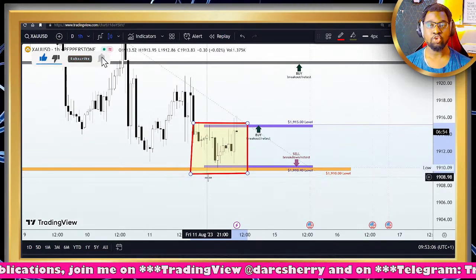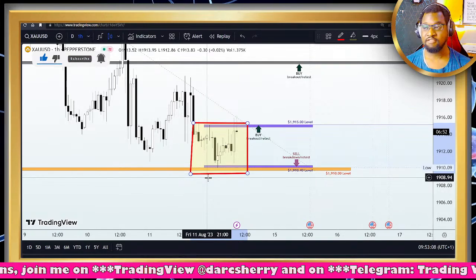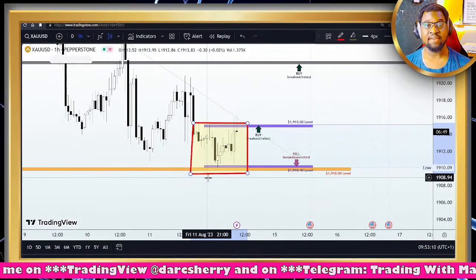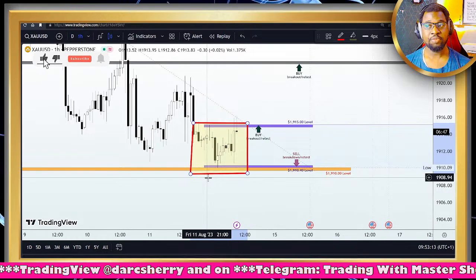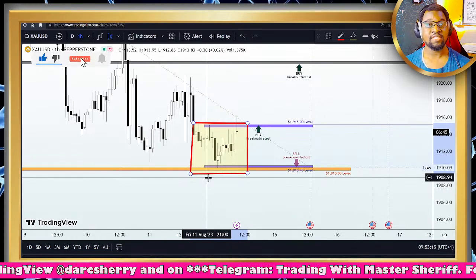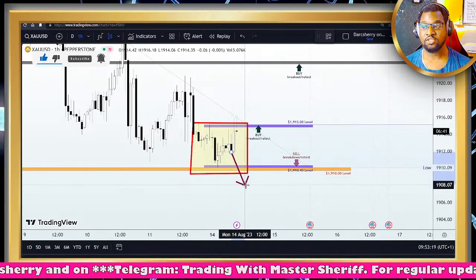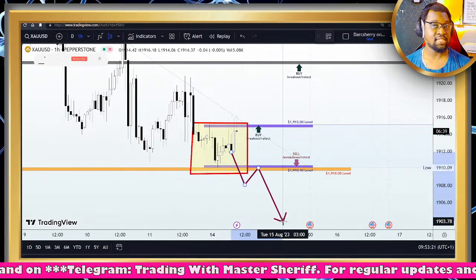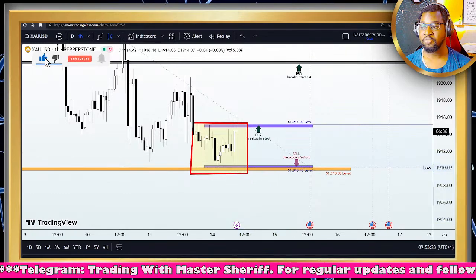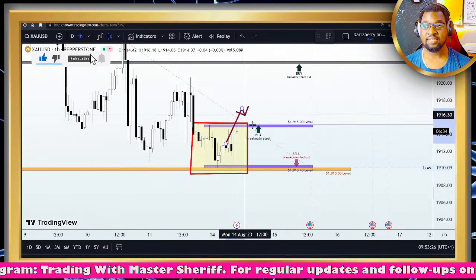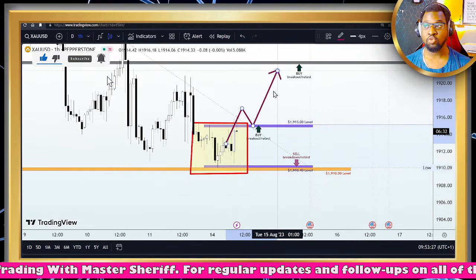And you all know how we do it whenever we identify a flat channel such as what we have here. We want to remain patient for price action to give us a signal, which of course will come either in the form of a breakdown of the support line to give us an opportunity to sell, or the breakout retest of the resistance line to give us an opportunity to buy.